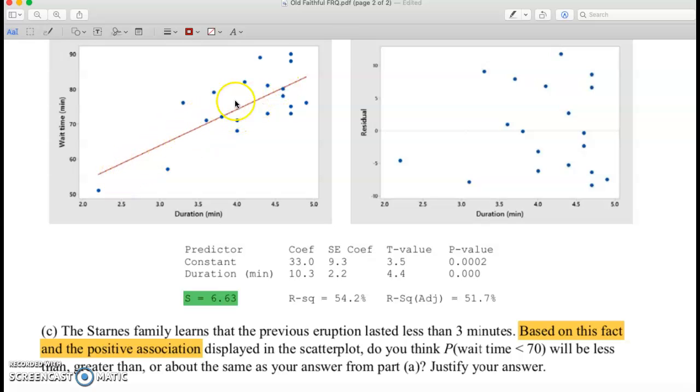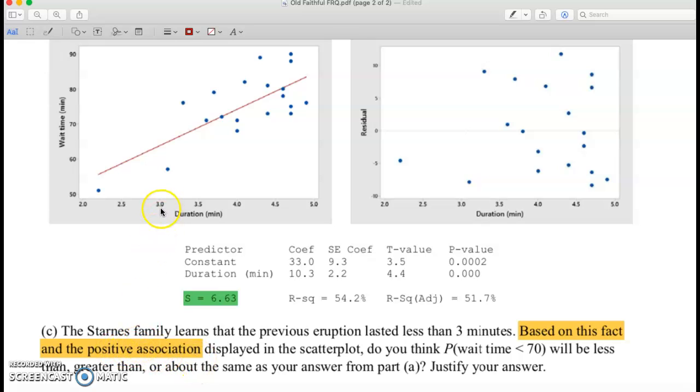Now, many of you got keyed into that and you had a great answer. You said, well, because there's a positive association, high duration values are associated with high wait times and low duration values are associated with low wait times. And this is a low eruption time. So if it's a low eruption time, we would expect a low waiting time. And that would be a good argument based on what they gave you.